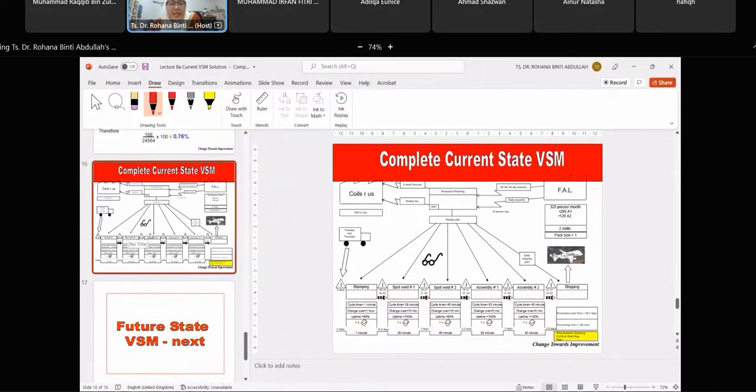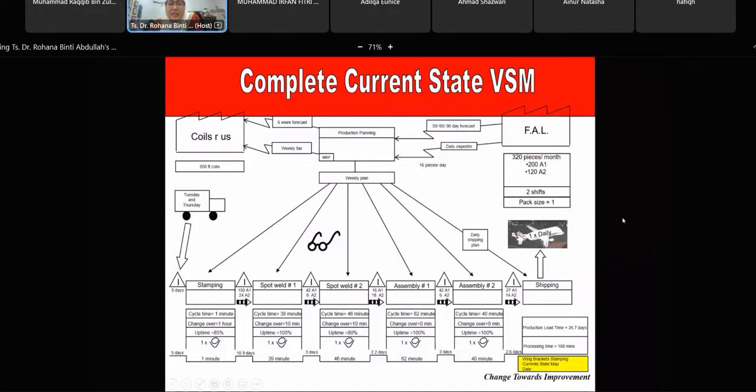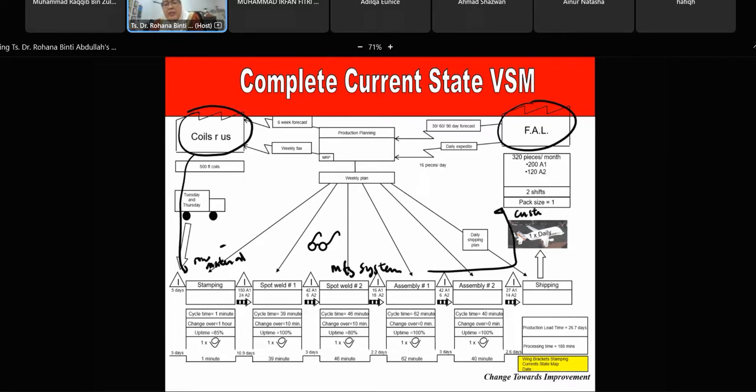So in the end jadilah macam ni. This is a current state VSM whereby again ada information pasal supplier sampailah kita punya customer, alright, from raw material to this is the manufacturing system sampailah balik kepada customer. Right, all these are the streams of activities that occurs during the production of this one particular product. Okay.